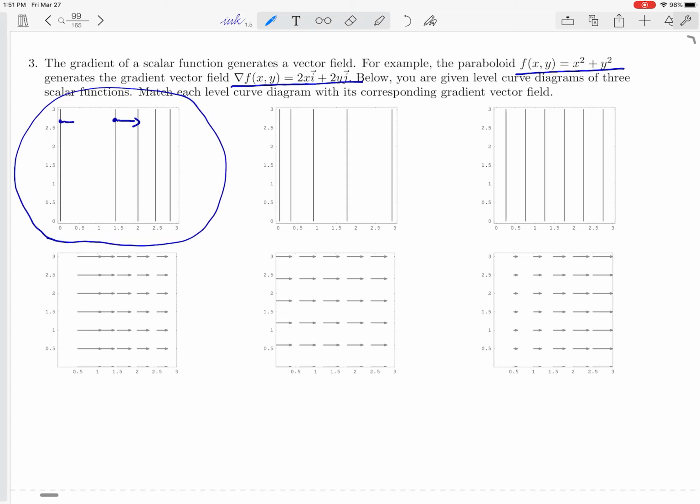It would have to be shorter. Oop, that doesn't look much shorter. Let me draw it a little bit shorter. It would have to be shorter because it's less steep. So the steeper, the longer the gradient. And so if I draw in the gradient over here, it's even longer. And so my gradient vectors get longer the further I move to the right.